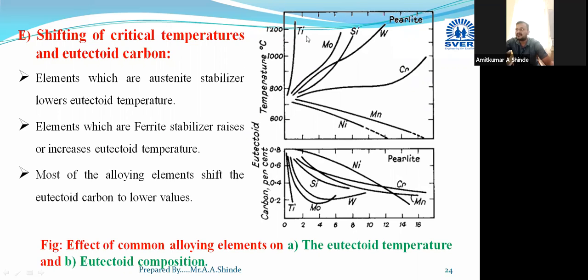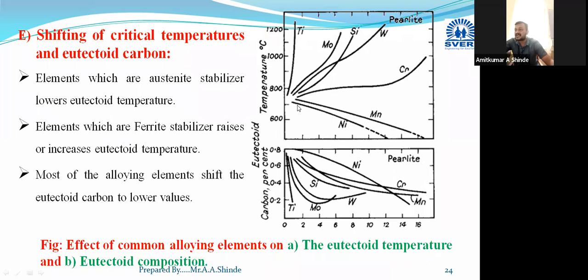And here you can see these are the elements: titanium, molybdenum, silicon, tungsten, chromium. These are ferrite stabilizers. Whenever we add a ferrite stabilizer into the steel, then what will happen? They will increase the eutectoid temperature. All these elements are ferrite stabilizers. When they are added in the steel, they will raise or increase the eutectoid temperature.